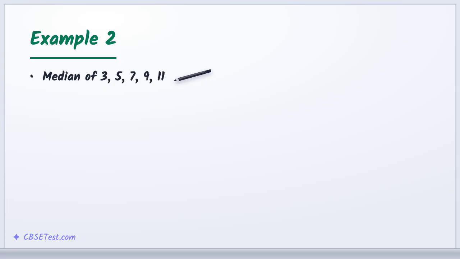In the ordered list 3, 5, 7, 9, 11, the middle value is 7, so that's the median. In 2, 3, 3, 5, 7, the value 3 appears most, so the mode is 3.